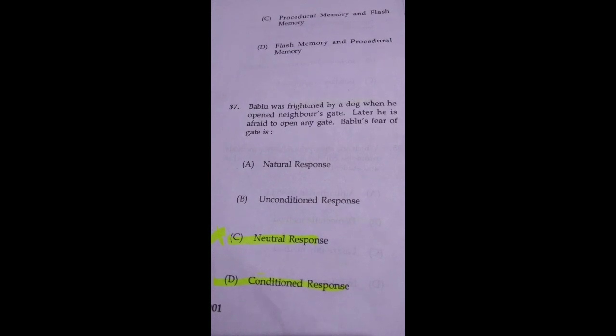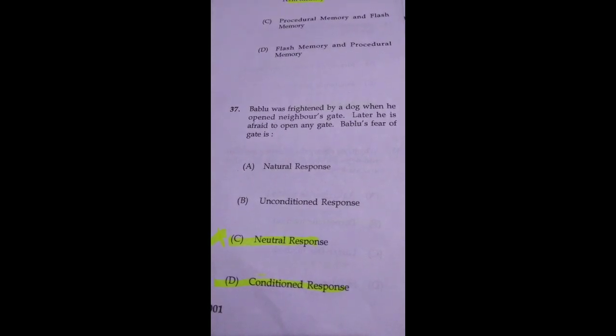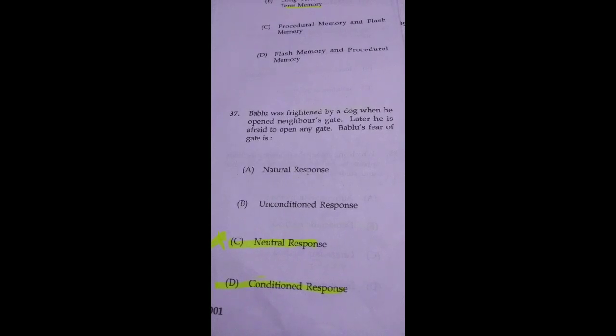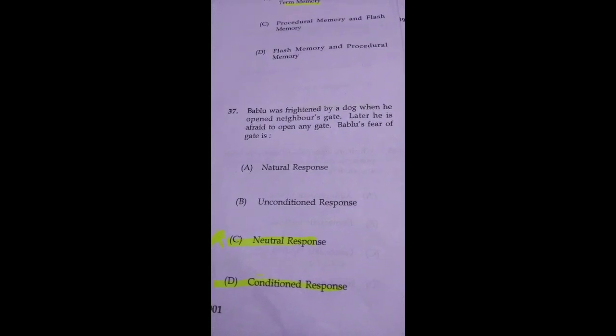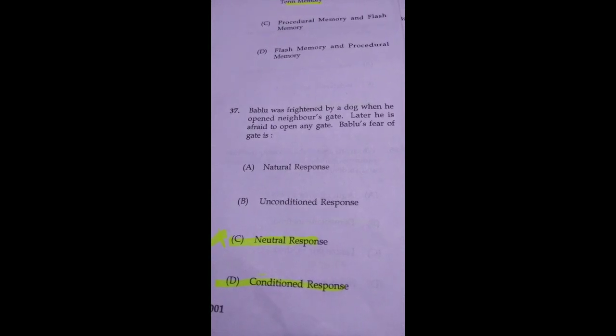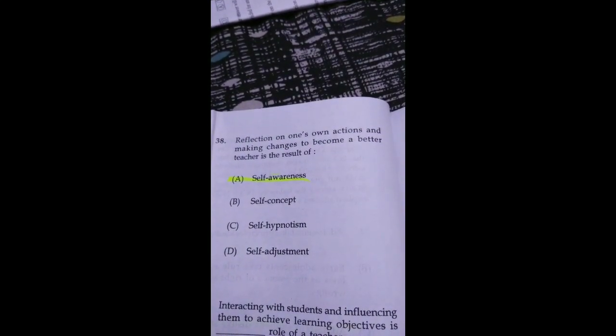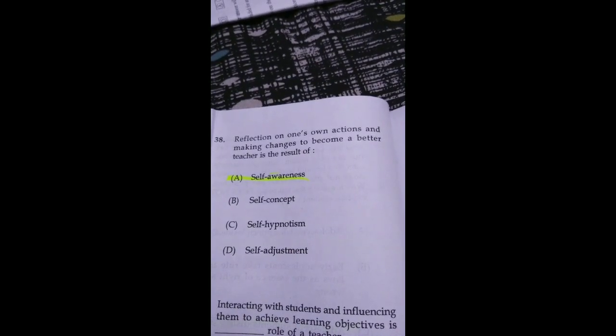37. Bablu was frightened by a dog when he opened neighbor's gate. Later he is afraid to open any gate. Bablu's fear of gate is natural response, unconditioned response, neutral response, conditioned response. Correct answer, option D, conditioned response. Question number 38. Reflection on one's own action and making changes to become a better teacher is result of self-awareness, self-concept, self-hypnotism, self-adjustment. Answer, self-awareness.